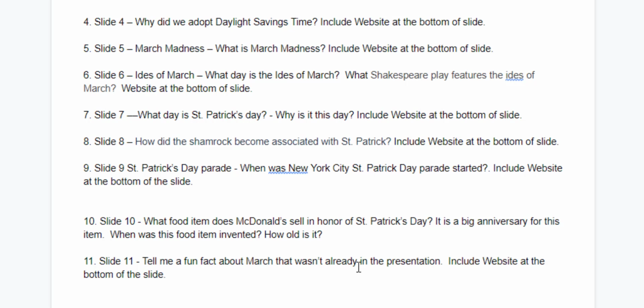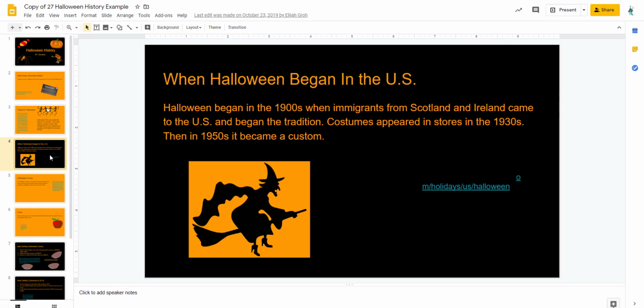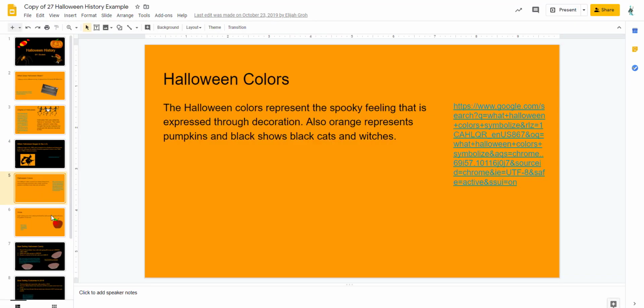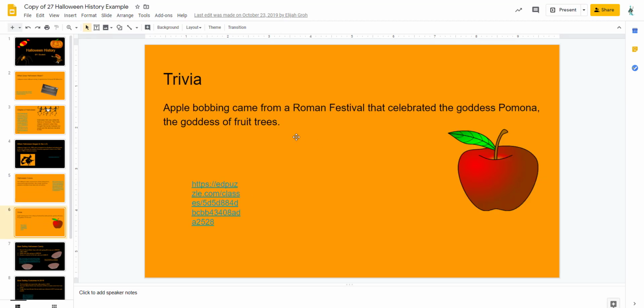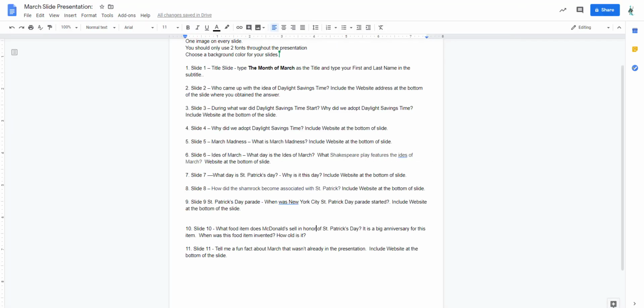On every slide, you need to include the website where you got the information at the bottom of the slide or along the side, just like in the Halloween history one. You answered the questions and said where you got the information from. So you should be able to finish this assignment today and turn it in. It is posted in Google Classroom.